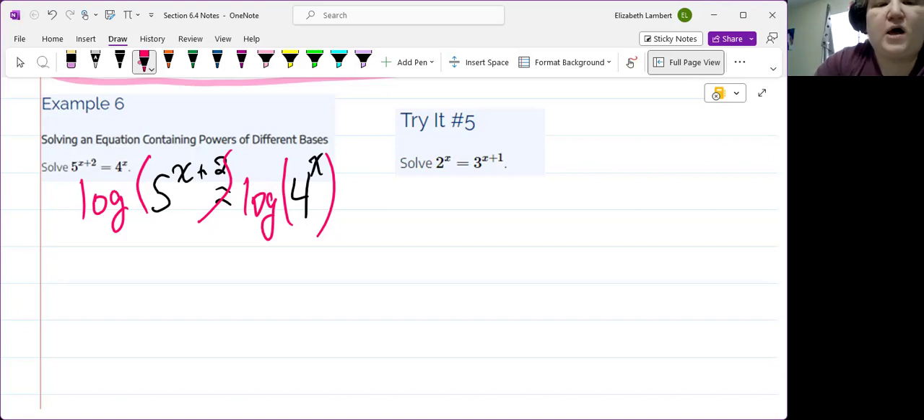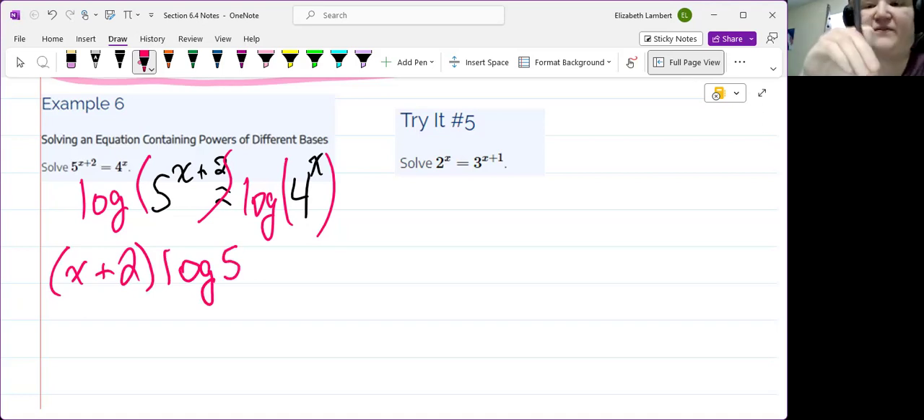So log of 5 to the x plus 2. The x plus 2 comes down because it's an exponent. We bring powers down. So it'll be x plus 2 like that in parentheses times the log of 5. Log of 5 is something we could type on the calculator, so it's some ugly decimal. And you could just type it in and write the decimal down and then work the problem like that.